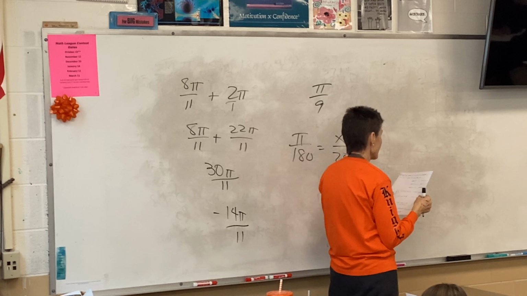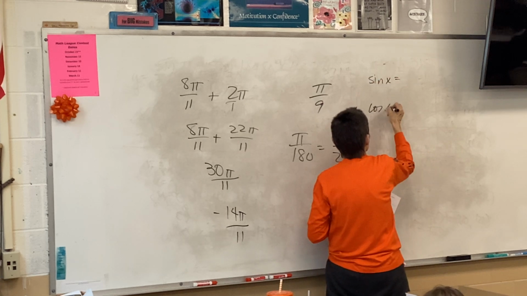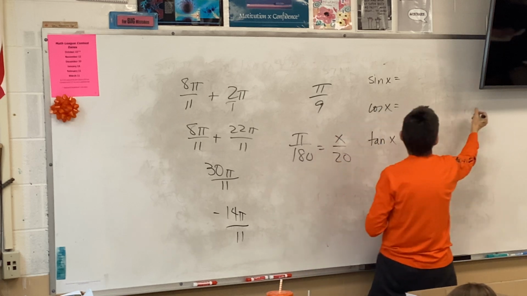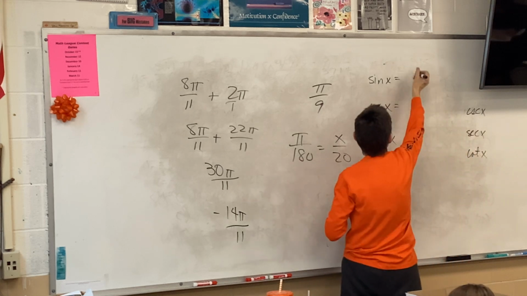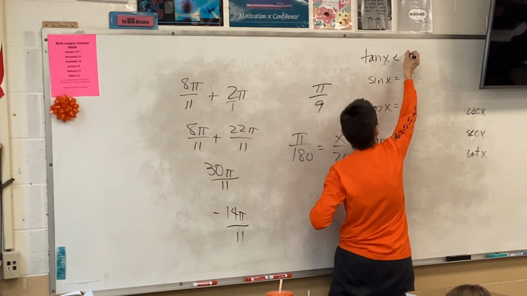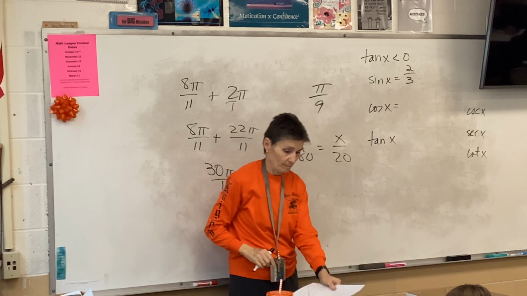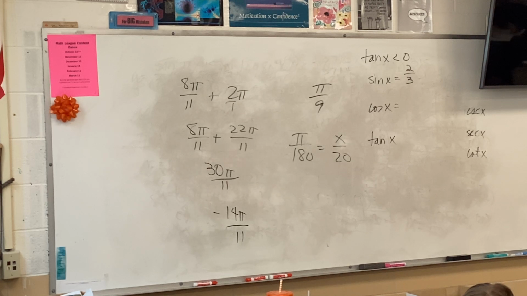Alright, find the values of the 6 trig functions. So we're finding sine, cosine, tangent, cosecant, secant, and cotangent. And we know that sine is 2/3. And we know that tangent is negative. So the first thing we gotta do is figure out where we're gonna draw this picture.